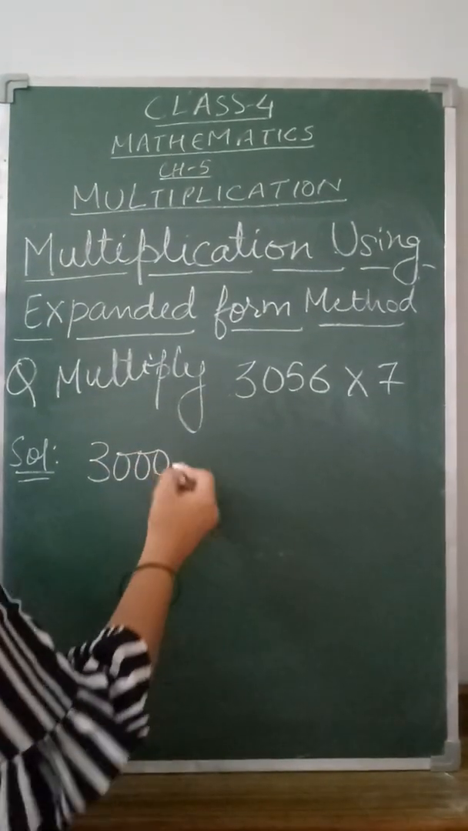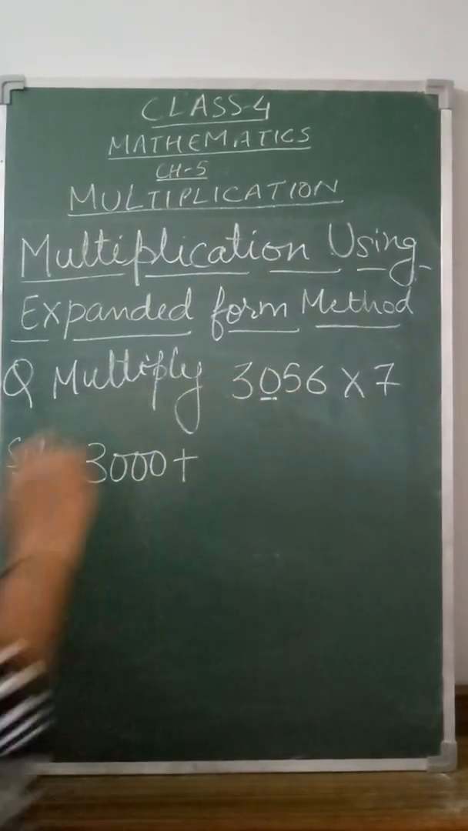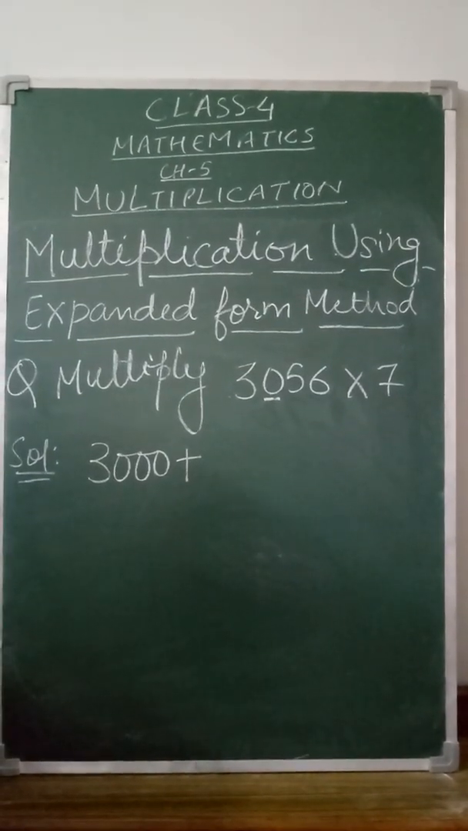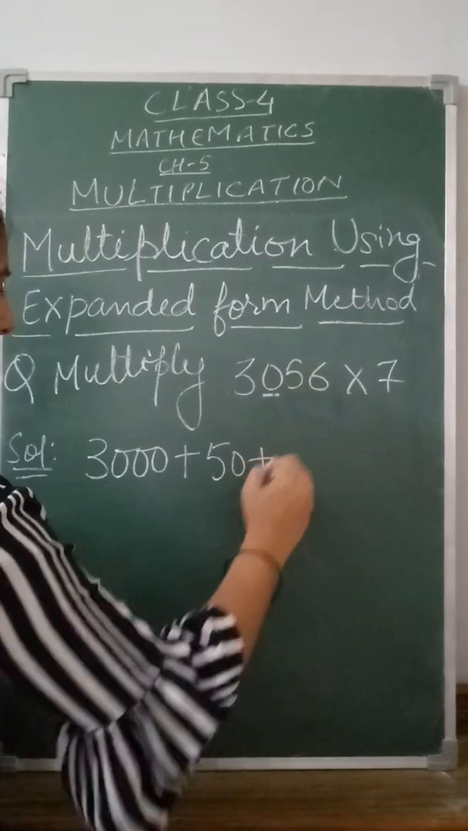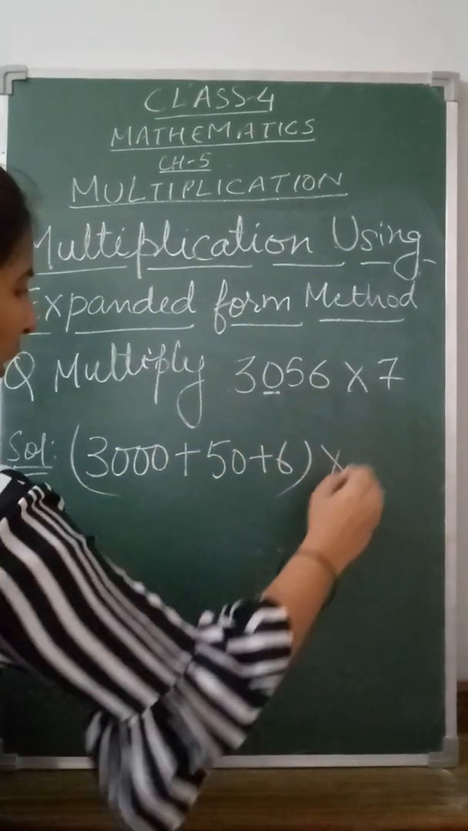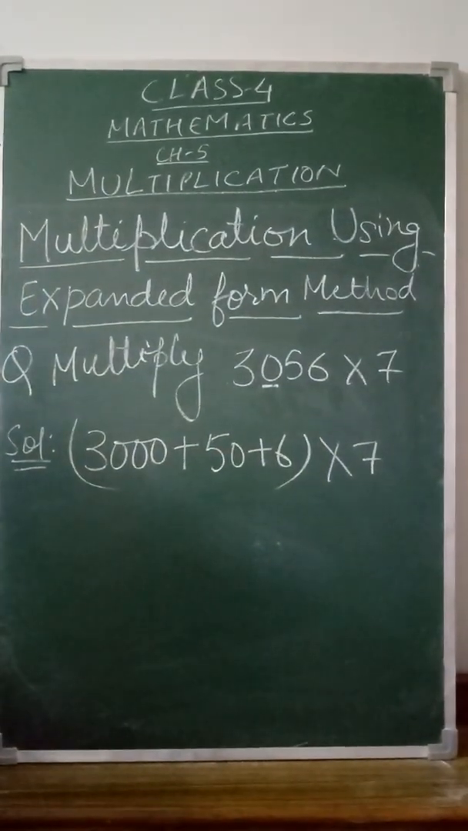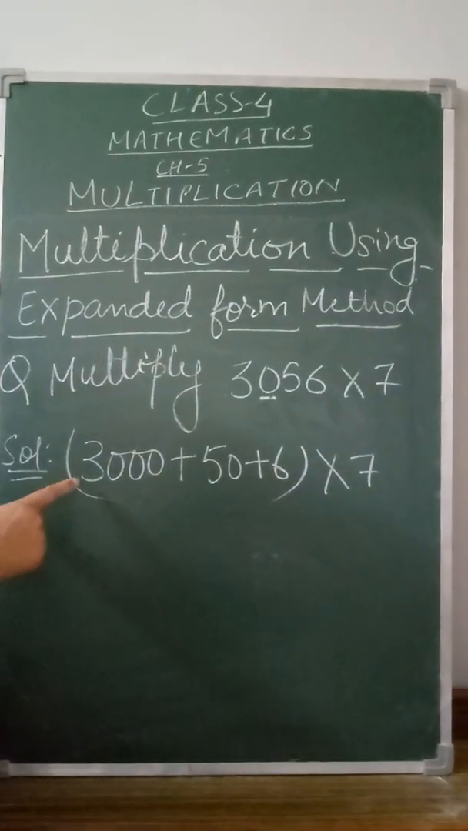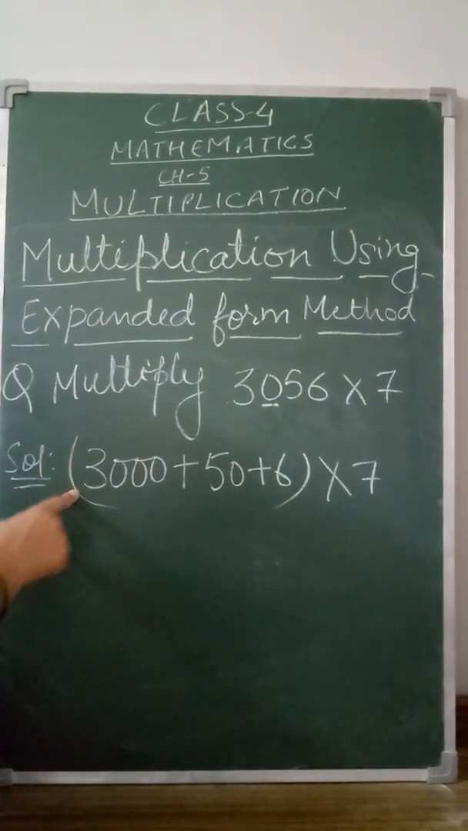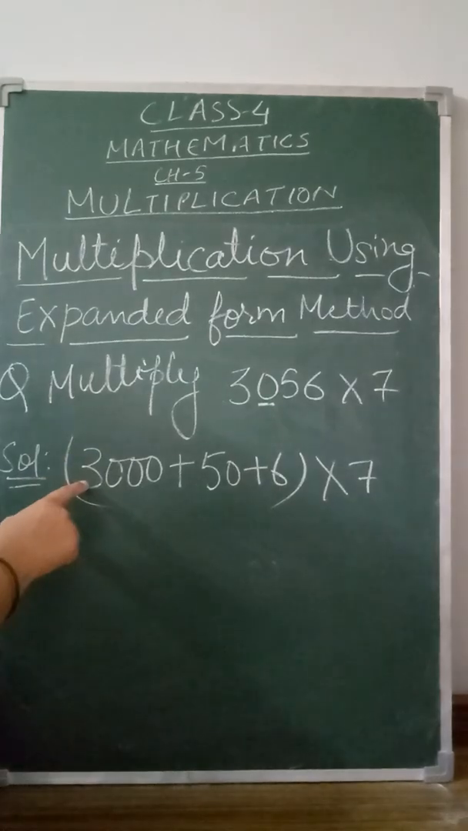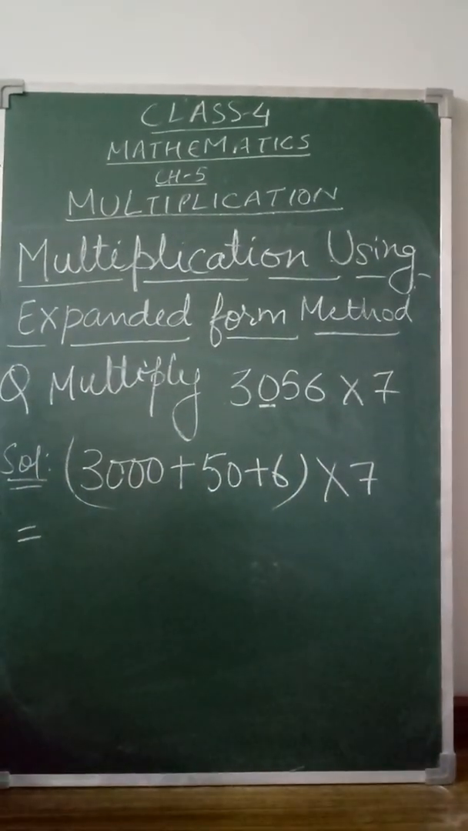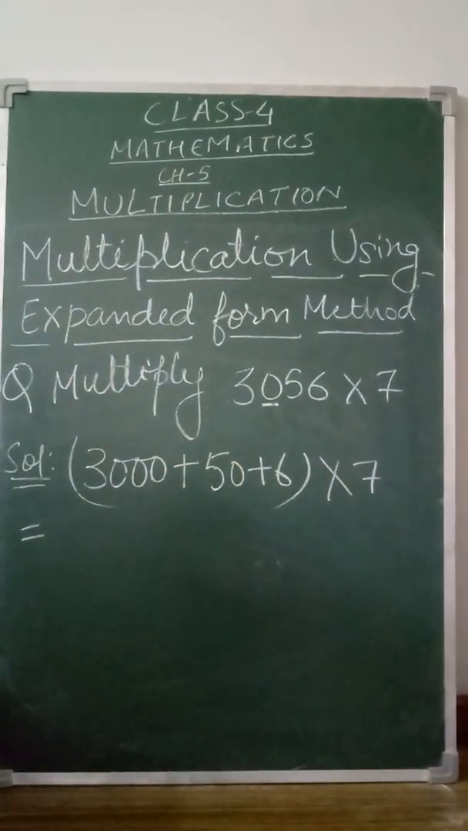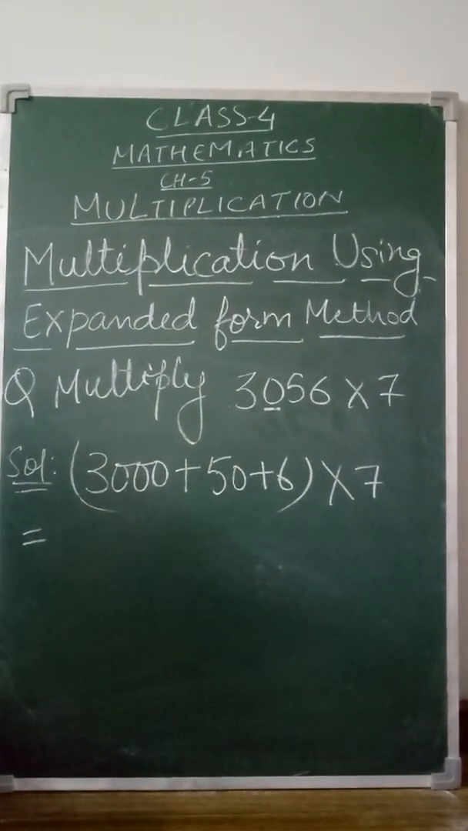3000 plus, we have to remove this. We can skip whenever a 0 is there in the number, so we can skip this number. 50 plus 6. Whenever there is a 0 in any number, we can skip that number while doing the expanded form. Now in the next step, this is the first step of the question. In the next step, there are 3 numbers in the bracket. You have to multiply all the 3 numbers individually, separately by 7.